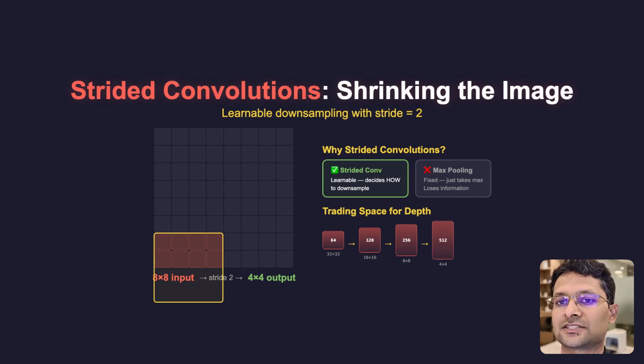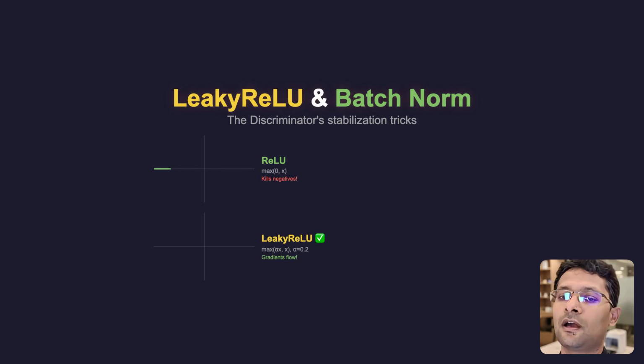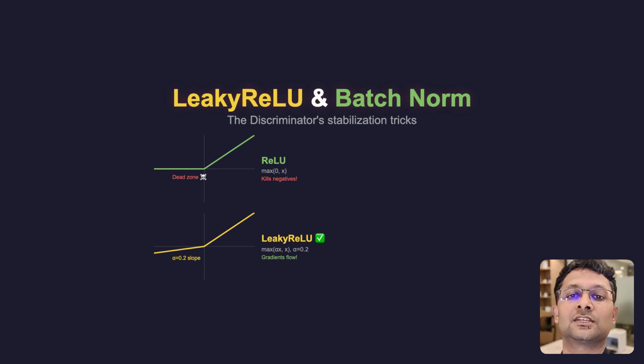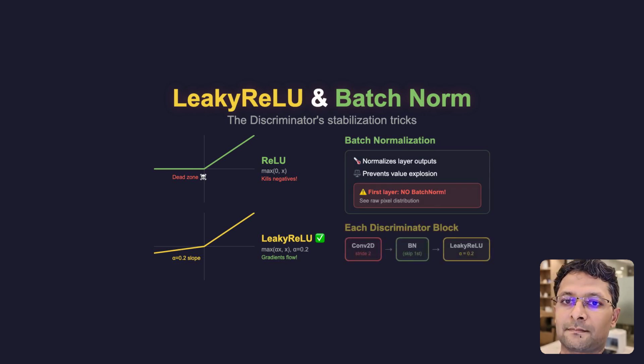The discriminator has its own tricks for stability. Instead of regular ReLU, it uses leaky ReLU. Regular ReLU kills any negative values, sets them to 0, but leaky ReLU lets a small negative slope through. Why? Because the discriminator needs gradient flow even for negative activations. Dead neurons are the enemy. And just like the generator, it uses batch normalization, but with one key difference. The first layer usually skips batch norm. This lets the discriminator see the raw pixel distribution without any normalization distortion.